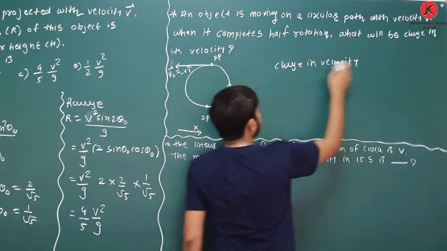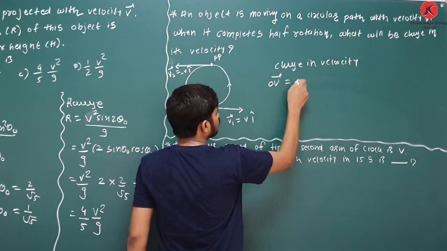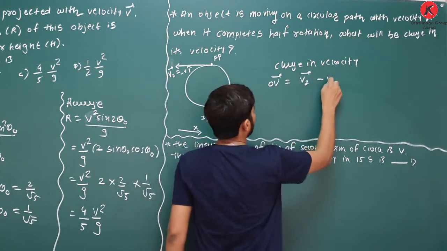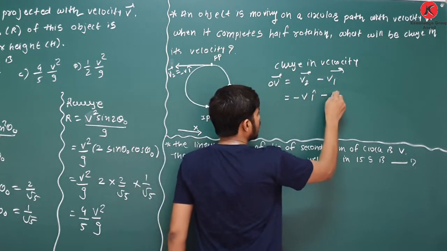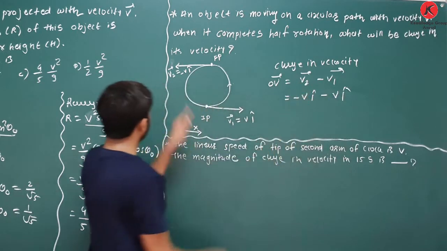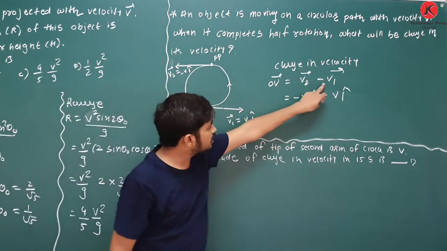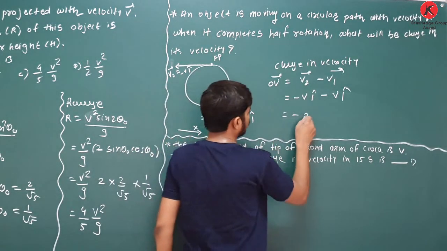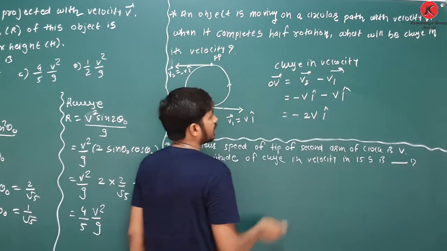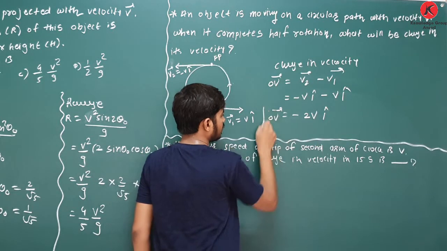So change in velocity, delta v, is equal to final velocity minus initial velocity. So v2 is minus vi cap, and in between the minus sign and the initial velocity is vi. So here it is minus 2vi cap. It is delta v.